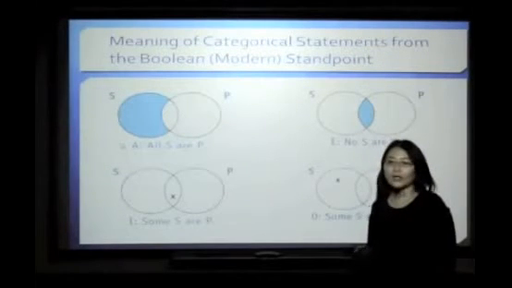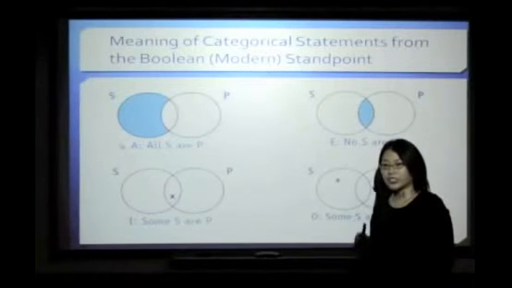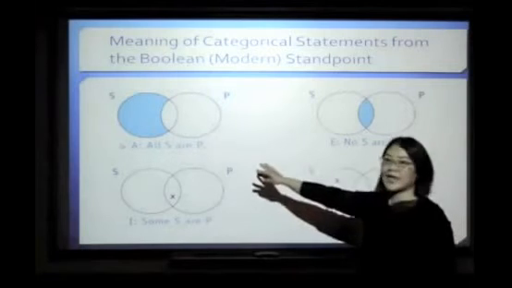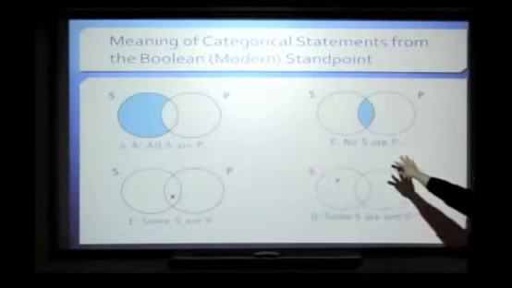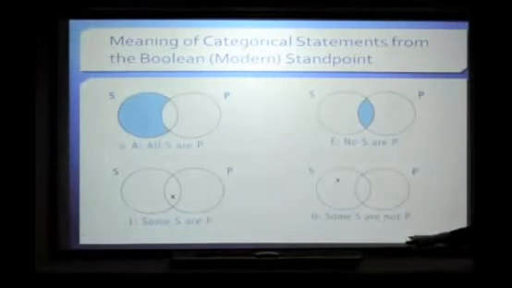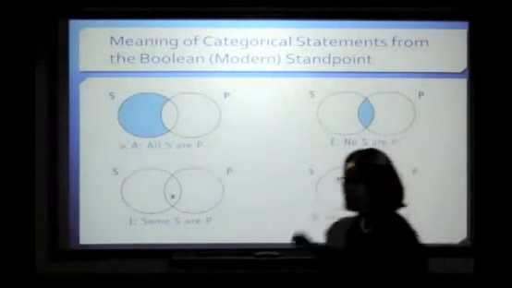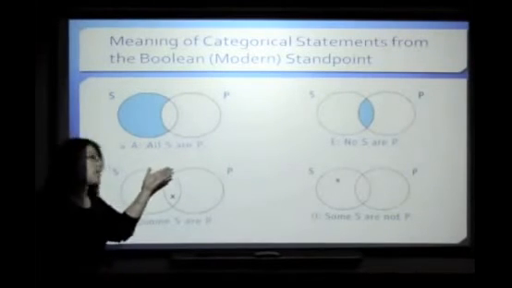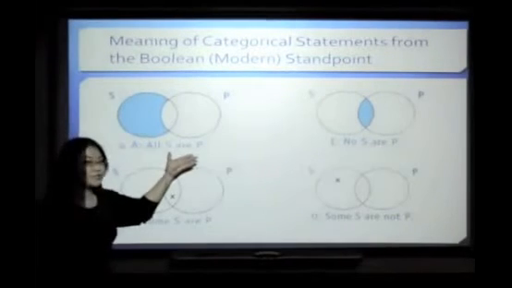About what categorical statements assert. In other words, what kind of information is contained in each of these types of statements. Here we have an A-type statement, an E-type statement, an I-type statement, and an O-type statement. Let's begin with the A-type statement. So the structure or form of an A-type statement is all S are P.